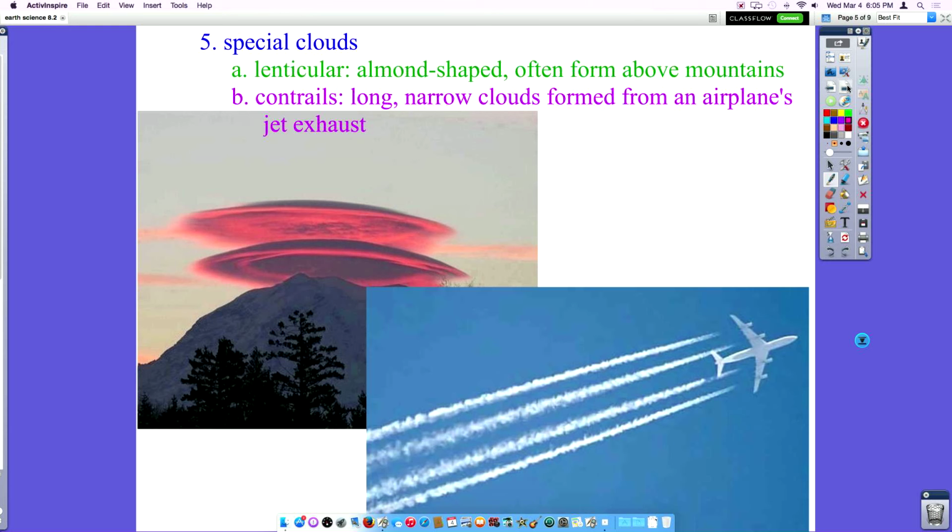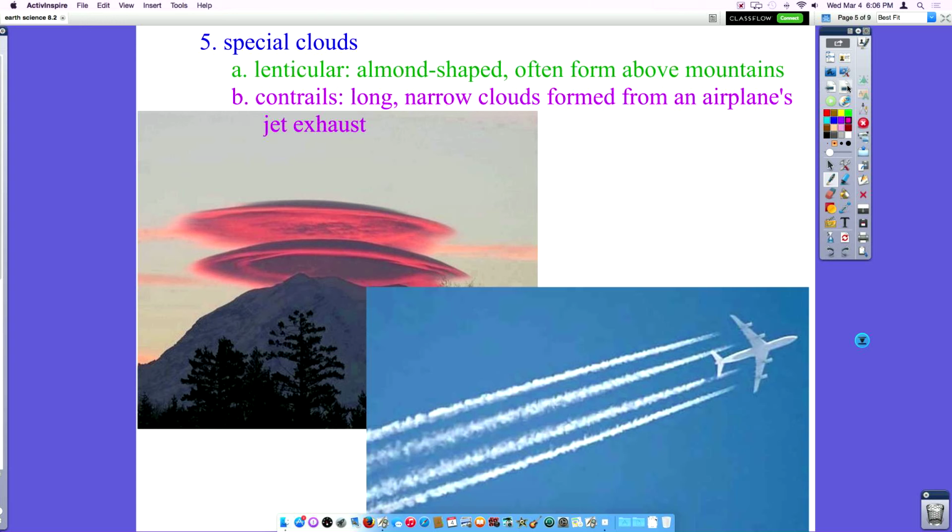Lenticular clouds are almond-shaped clouds, often formed above mountains. And I've actually seen pictures of 3 layers. I believe this is a picture of Mount Rainier, if I remember right, with 2 lenticular clouds above it. It has to do with that rising air hitting certain altitudes, and the effect that the mountain has on the air around it, so we get that lens shape. That's actually what lenticular means, shaped like a lens.